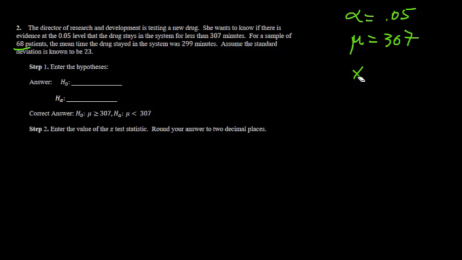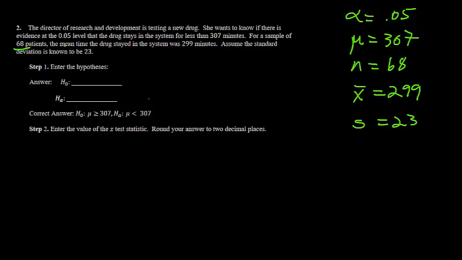Whoops, it's not my x bar. That is a sample size of 68. The mean time displayed is 299 minutes. So we take a sample of 68 people and we take their mean, and it was in the system for 299 minutes. Assume the standard deviation is known to be 23. So we know the standard deviation of the sample is 23.